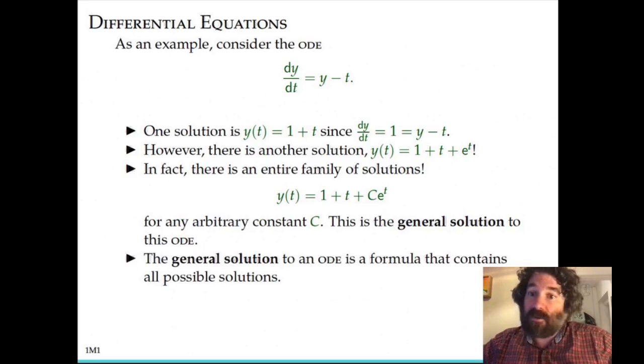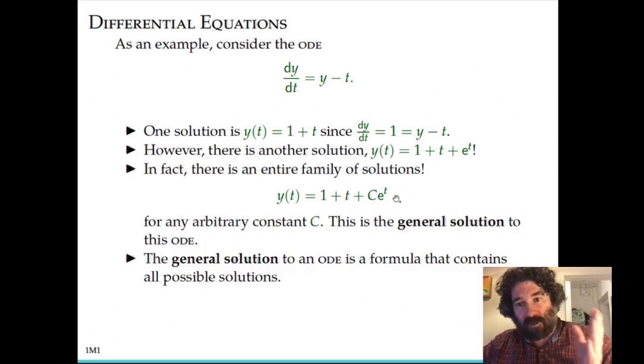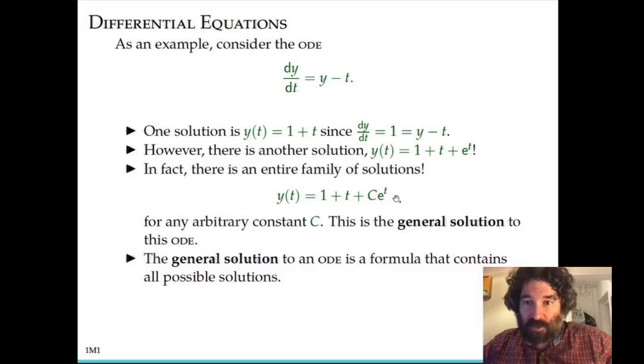Right? This is called the general solution. In fact, all solutions of this differential equation are in this form. So it can be written in this form, 1 plus t plus a constant times e to the t for some constant. And when we say general solution, we need an equation for solutions that includes all the possible solutions.